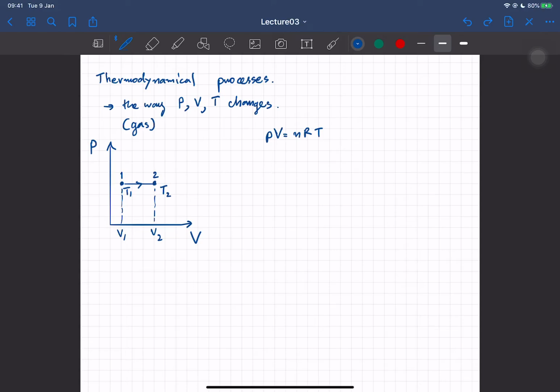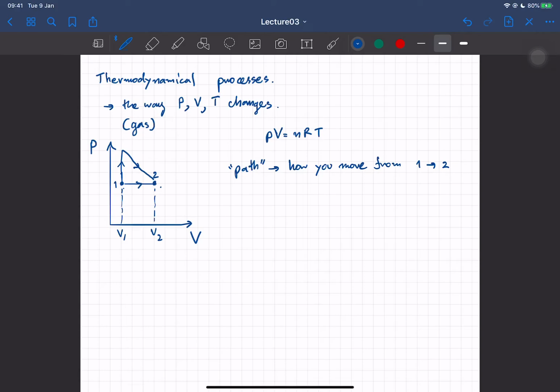Okay, and the interesting thing is that there are many ways you can go from one point to another point on this PV diagram. For example, you can go directly in a straight line like this, or you can increase the pressure first and then reduce and reach the same destination like this. Okay, so you're gonna have different what we call paths on the PV diagram. So a path essentially tells you how you move from one point to another point.